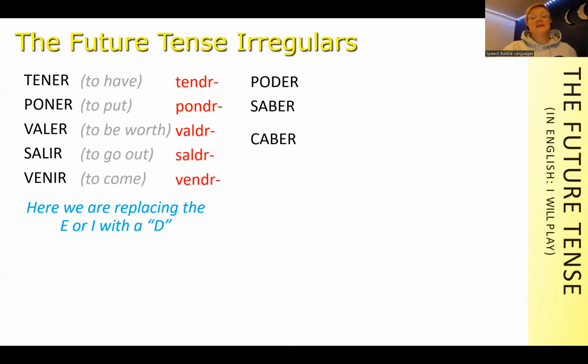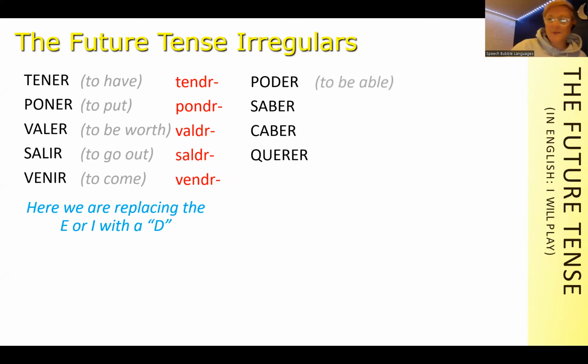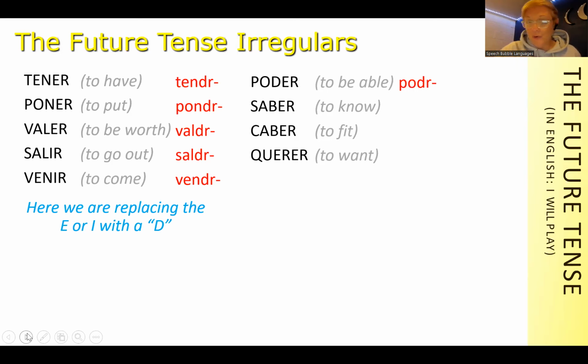Let's take a look at our next group of irregulars who have a very similar pattern, the verbs poder, saber, caber, and querer. Similarly to the previous one, this is a stem that's going to change here. So we're not going to say poderé, poderás, poderá. What are we going to say? Podr, with the endings on the end. Podré, podrás, podrá. Similar thing happens with saber, caber, and querer.